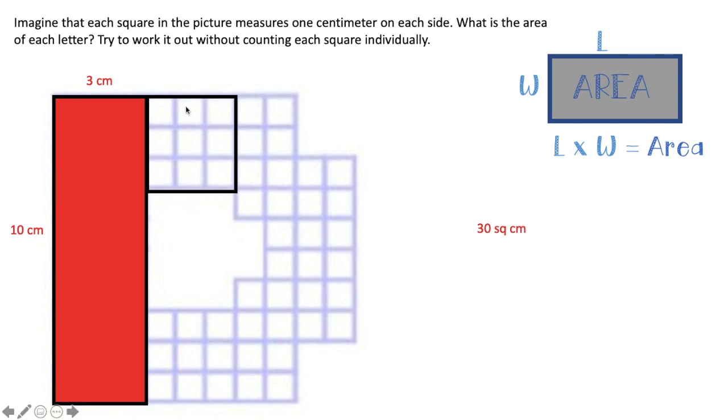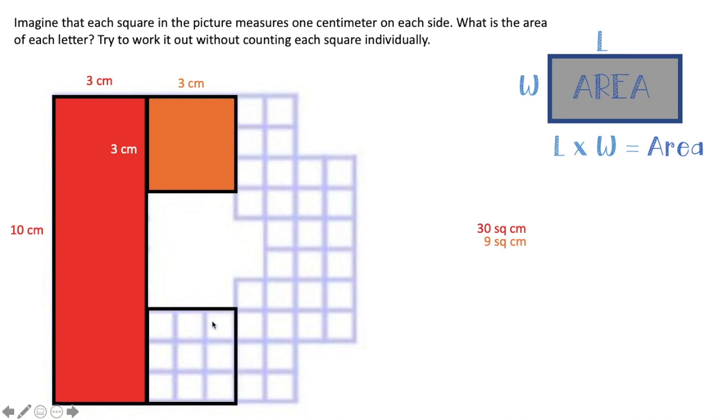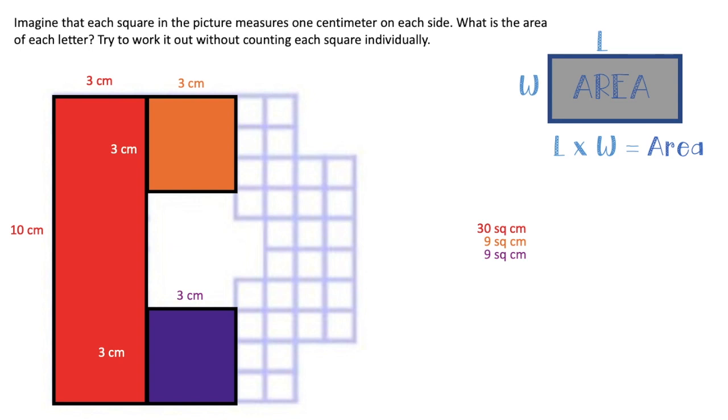Okay, where else do I see a rectangle or a square? I see one right here, which is 3 by 3. 3 times 3 is 9. That's a double. And I see the same one down here. 3 by 3, 9. Okay?